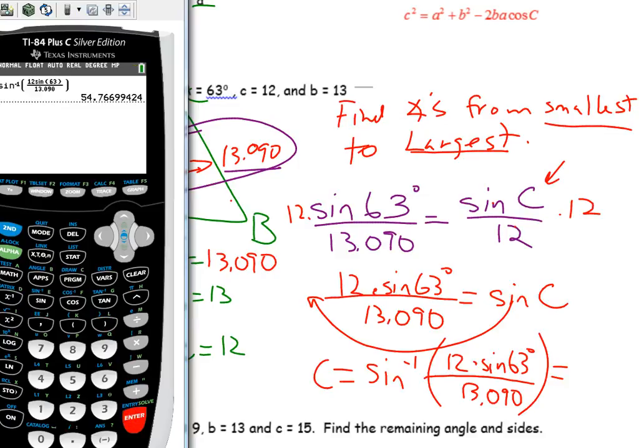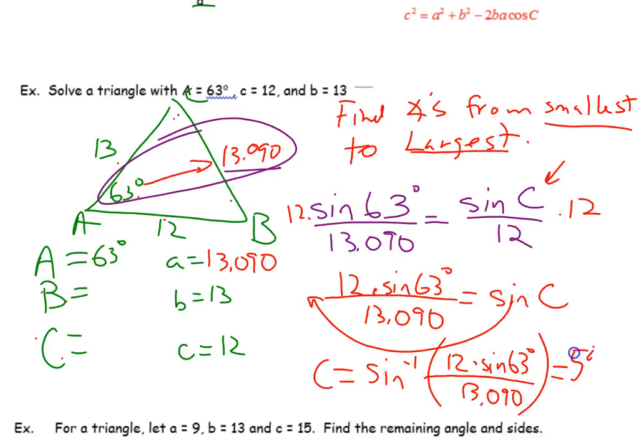I get, okay, so angle C is 54.767 degrees. Okay. So this angle C is 54.767 degrees. Well, now the only thing left to find is angle B.